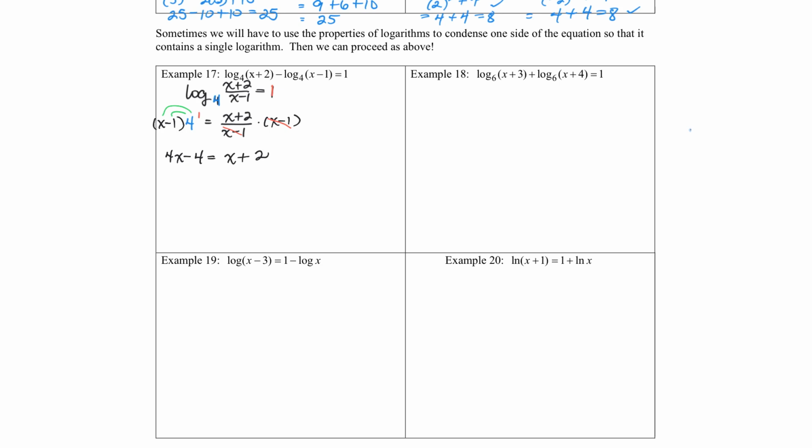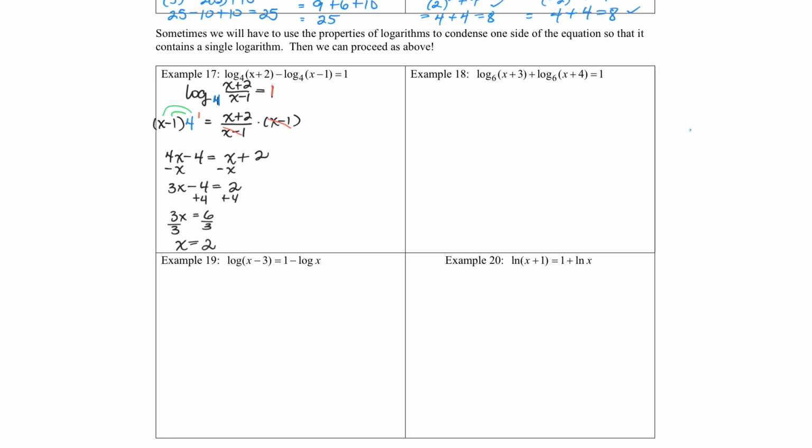And now I need to solve this equation. So to do that, I'm going to go ahead and subtract x from both sides. And that's going to give me 3x minus 4 equals 2. And then add 4 to both sides. 3x equals 6. And divide by 3. x equals 2 is my proposed solution. And of course, if I was going too quickly for you there, you can always back it up, right? And listen to it again.